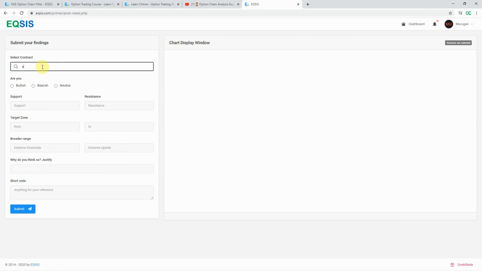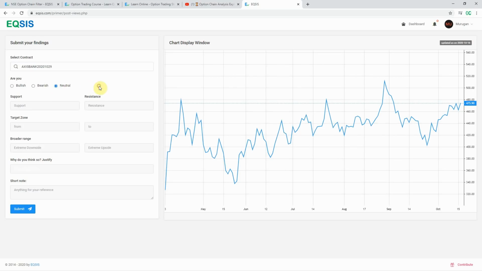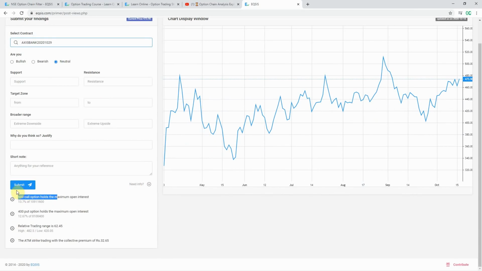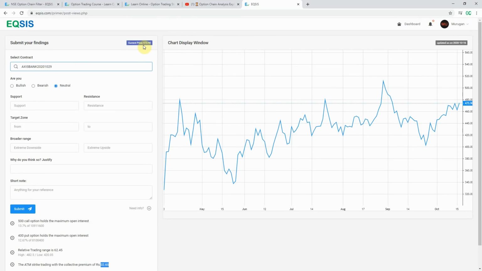If you get into it, say Axis Bank, the price is 473 as of today, and you see the chart here. For you to understand the trading range, if you scroll down, you see where the maximum open interest is. This is all general option chain analysis. If you look at this, there is a 32 rupees range from here, which means close to 510 on top.